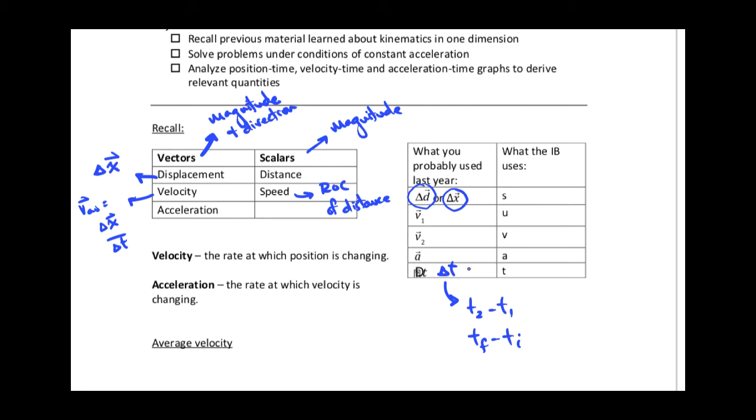That's something to keep in mind. The IB gets rid of the delta and just calls it t. Again, that's a bit confusing. V2 becomes just v, and v1 gets a u to distinguish it. So that would mean that delta v, which is v2 minus v1, by the IB would be written v minus u. So just a few things to keep in mind. Again, we said that velocity is the time rate of change of position, and acceleration is the time rate of change of velocity.